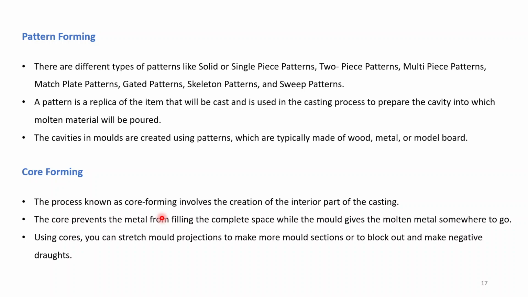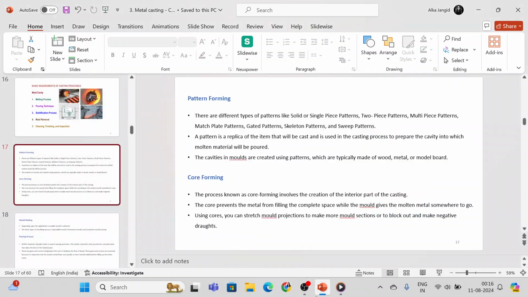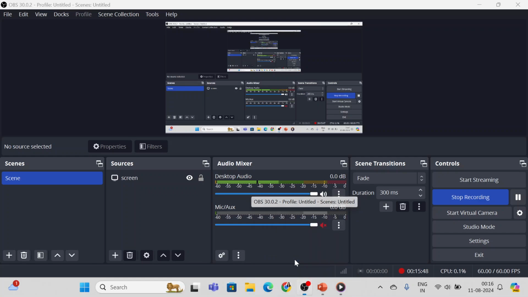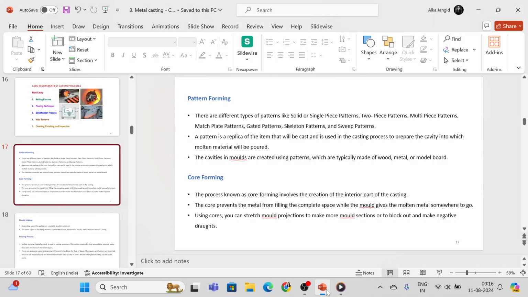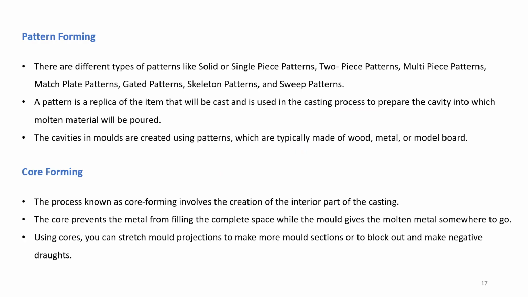So firstly, pattern forming. There are different types of patterns like solid or single piece patterns, two piece patterns, multi piece patterns, match plate patterns, gated patterns, skeleton patterns and sweep patterns. A pattern is a replica of the item that will be cast and is used in the casting process to prepare the cavity into which molten material will be poured. The cavities in the molds are created using patterns which are typically made of wood, metal or model board.